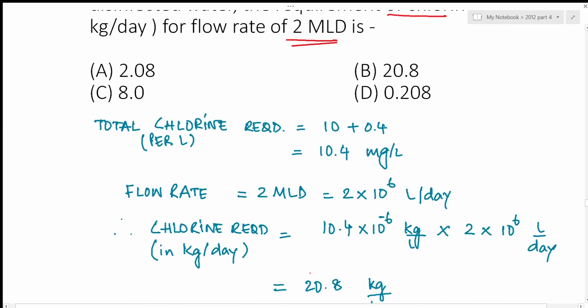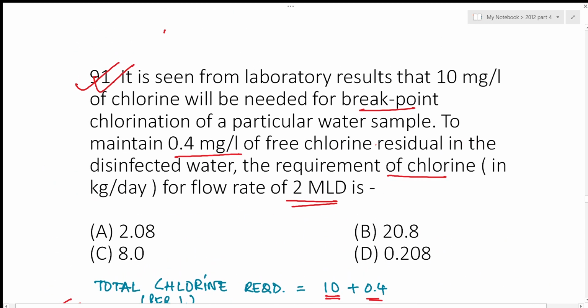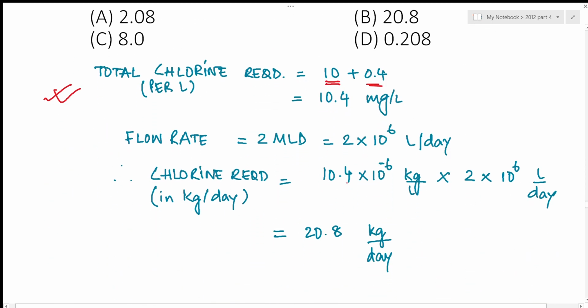Now, the total chlorine required here would be 10 plus 0.4, where 0.4 is the amount needed to maintain the free chlorine residual in disinfected water. So the total chlorine required should be 10.4 milligram per liter. Also, the flow rate given here is 2 million liters per day. Now, 2 million liters per day means 2 into 10 to the power 6 liters per day.